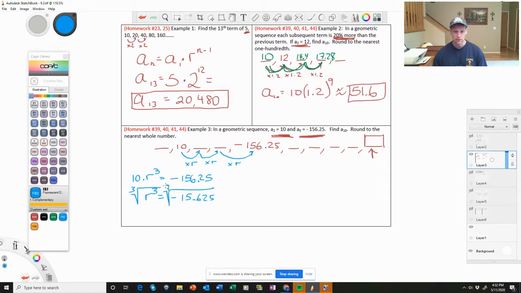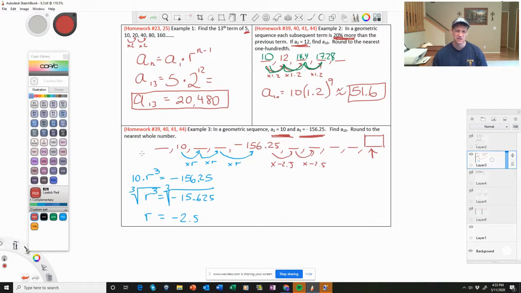And at this point, if I want to know what r is, just take the cube root. Now, you cannot take the square root of a negative number, but you can take the cube root of a negative number. A negative times a negative times a negative does equal a negative. So taking the cube root of that in a calculator, you will get negative 2.5. So what we know is that I'm multiplying by negative 2.5.